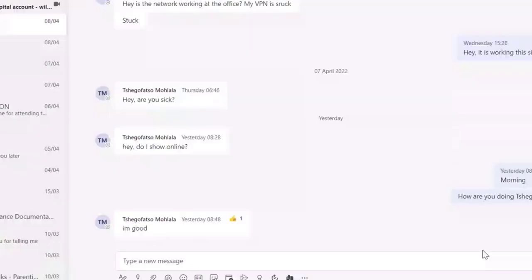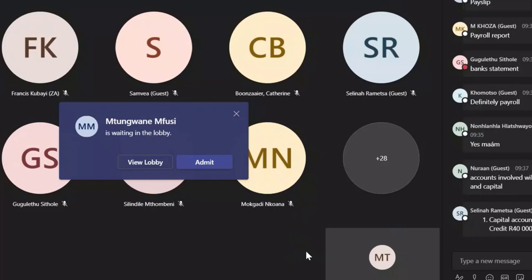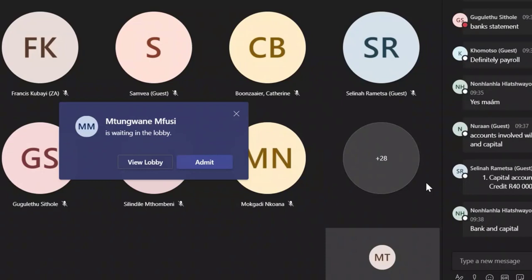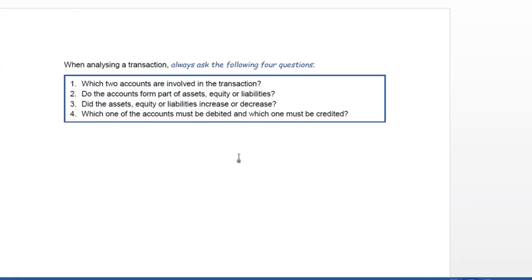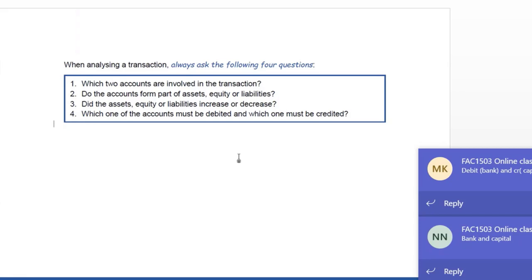I can see people are answering. Which two accounts? I see Selina is saying the capital account will credit by 40,000, and Nontlantla is saying bank and capital. Guys, please comment. Do you agree with Selina and Nontlantla? So basically now I'm asking the first one: which two accounts are involved in the transaction?